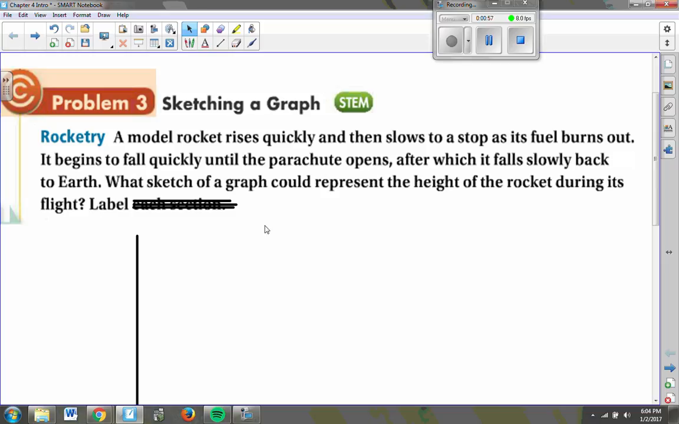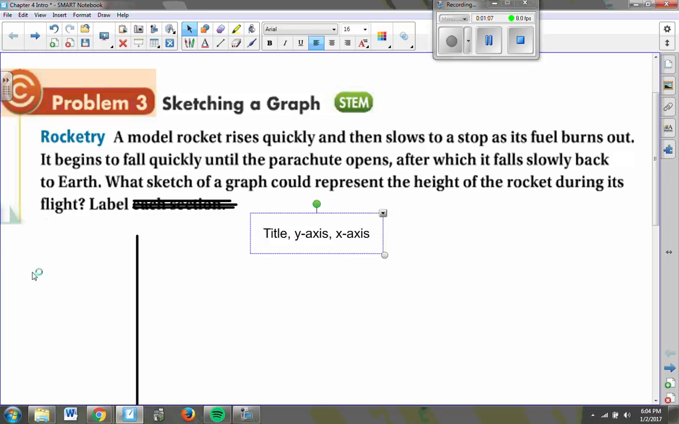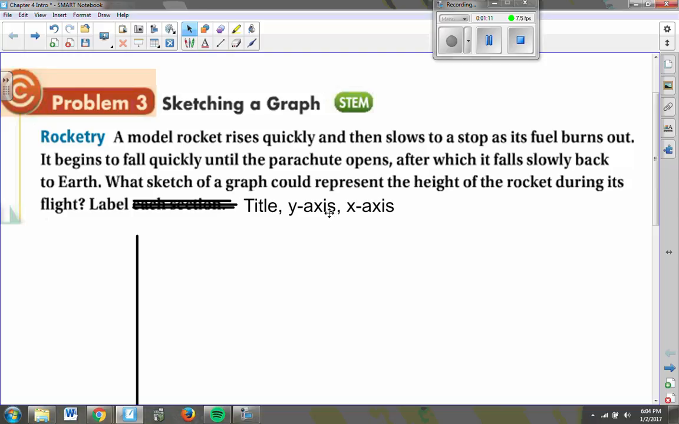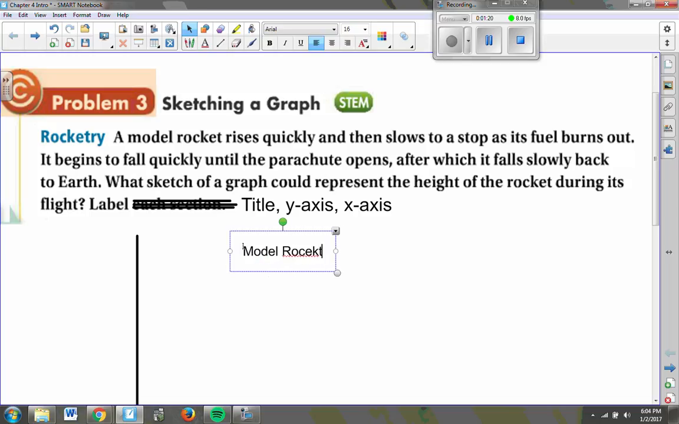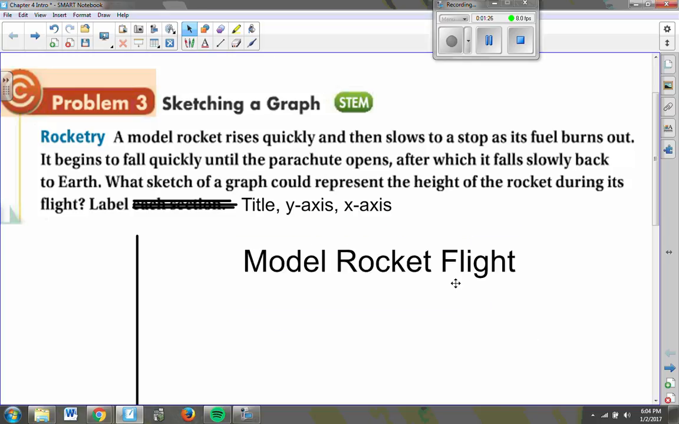Now, 3 things that we have to label. Number 1, title. Number 2, y-axis needs a label. And number 3, x-axis needs a label as well. So those are the 3 things that we have to make sure we label: title, y-axis, x-axis. In this case, I think it makes the most sense to title this graph Model Rocket Flight, because my graph is of a model rocket flight.